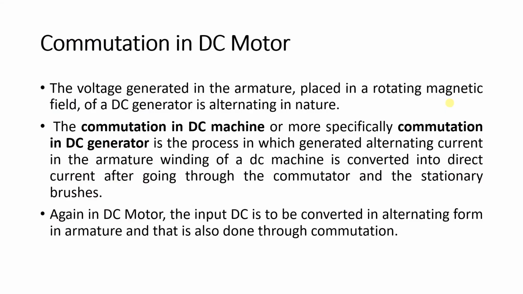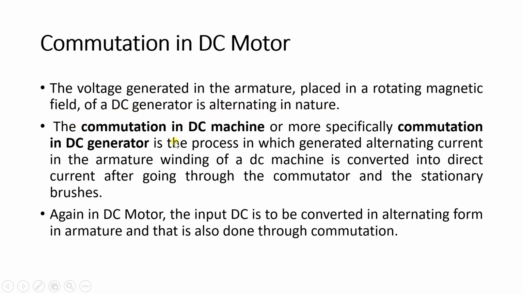In the previous video lecture, we discussed the construction and the working principle of DC motor and DC generator. Now we are talking about the commutation in DC motor. What do you mean by that? The voltage generated in the armature placed in a rotating magnetic field of a DC generator is alternating in nature.